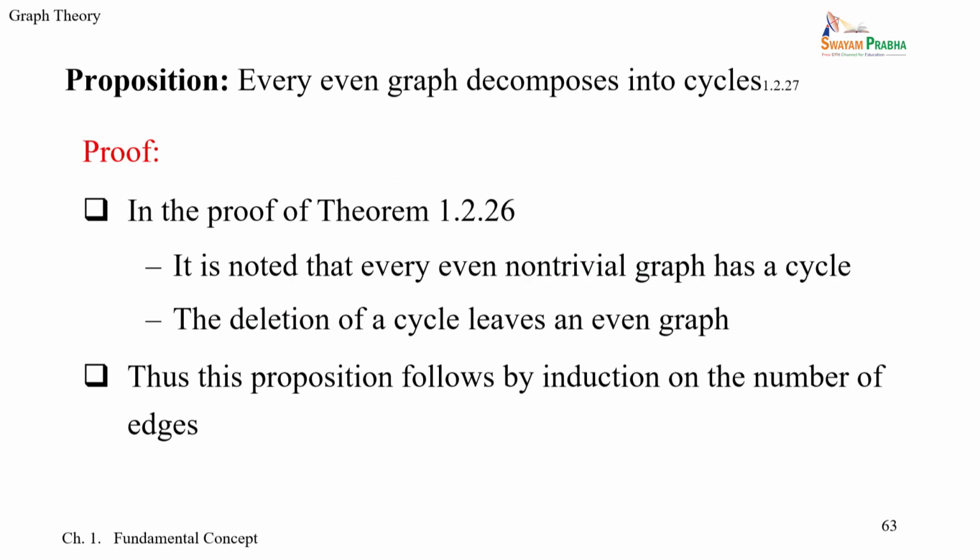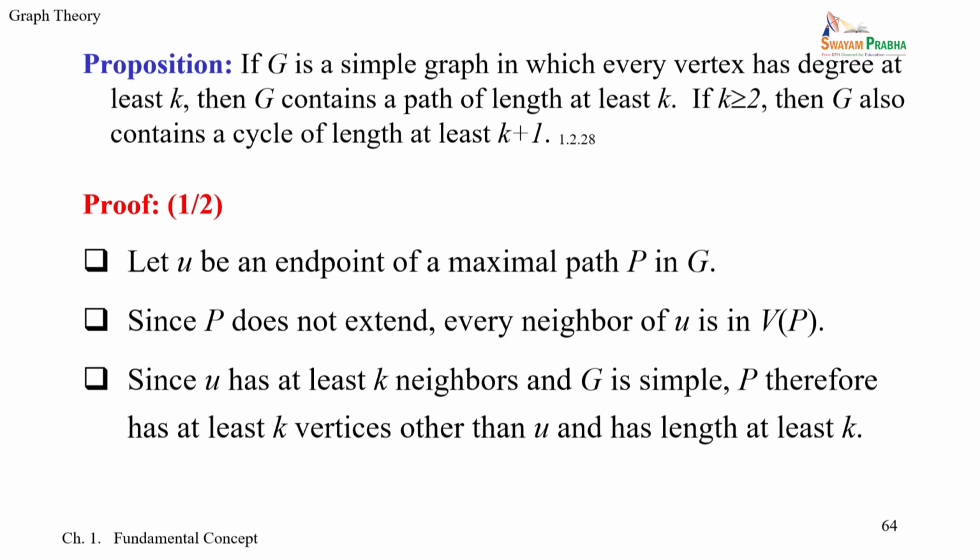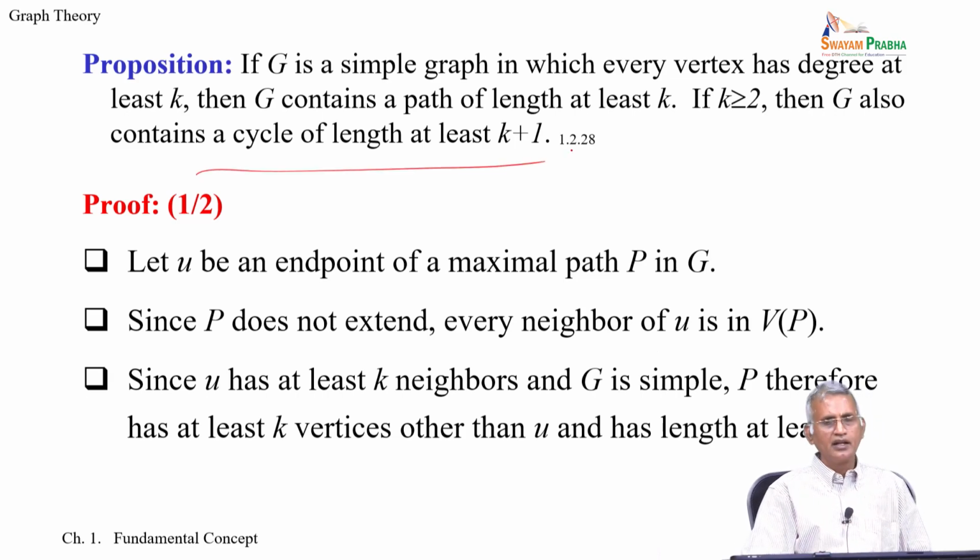Next, proposition: every even graph decomposes into cycles. Next proposition: if G is a simple graph in which every vertex has degree at least k, then G contains a path of length at least k. If k is greater than or equal to 2, then G also contains a cycle of length at least k plus 1. Once you know the ideas, that is enough for the statement.